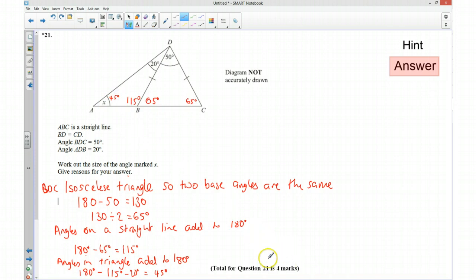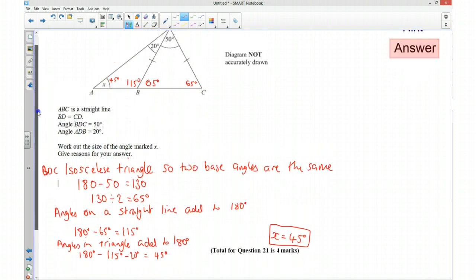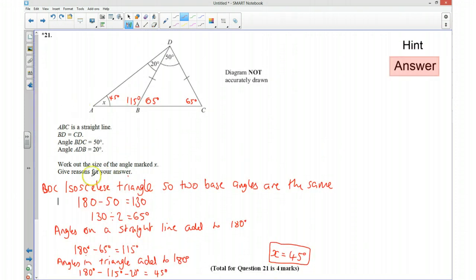So we can say x is going to be equal to 45 degrees, and I'll just put a box around that so we can see my answer clearly. Okay, and there you go, there's our answer for 4 marks. Now we need to make sure that at each stage we're giving the reasons for our answers.